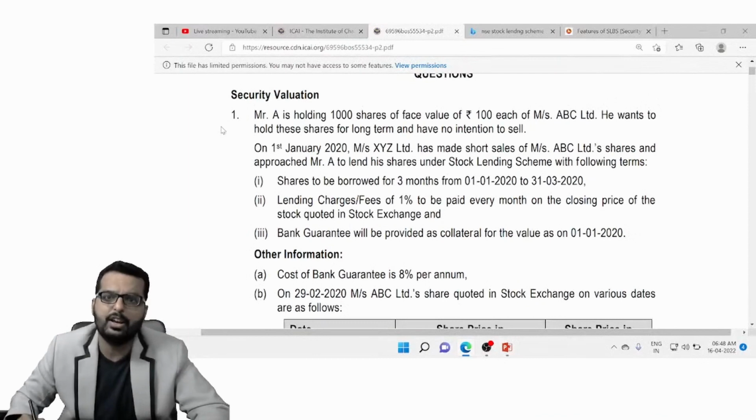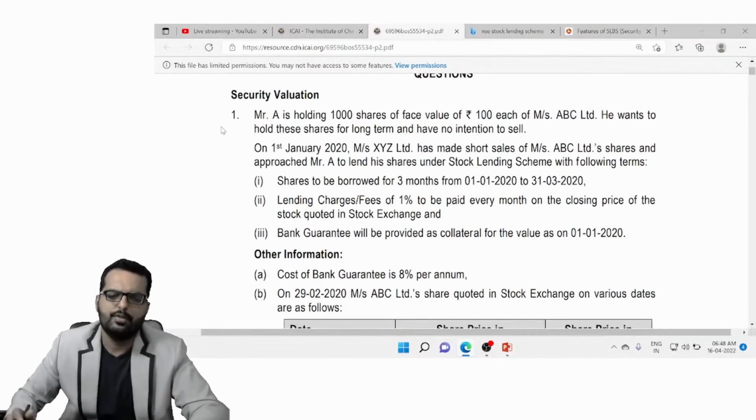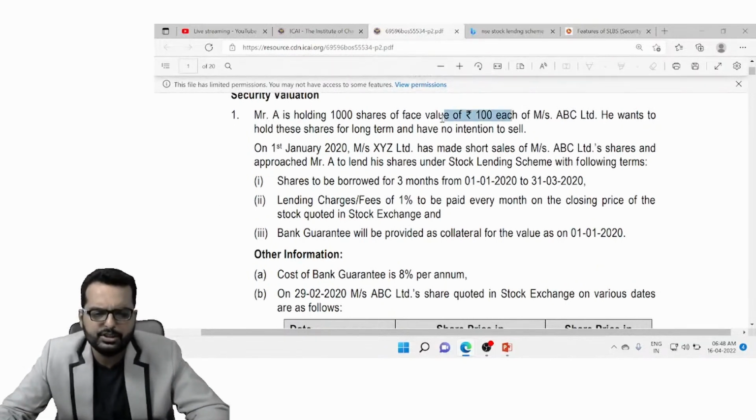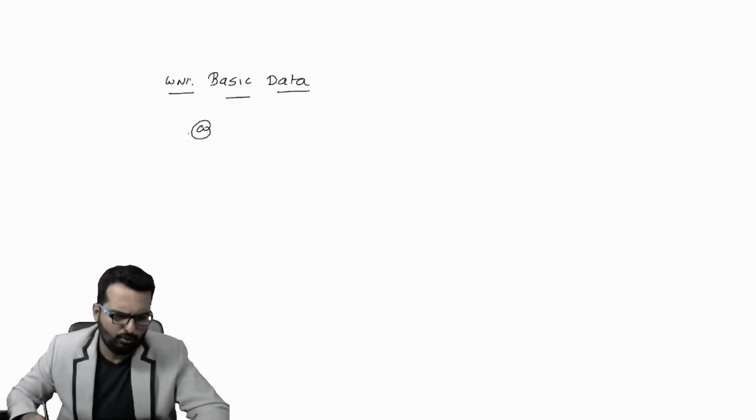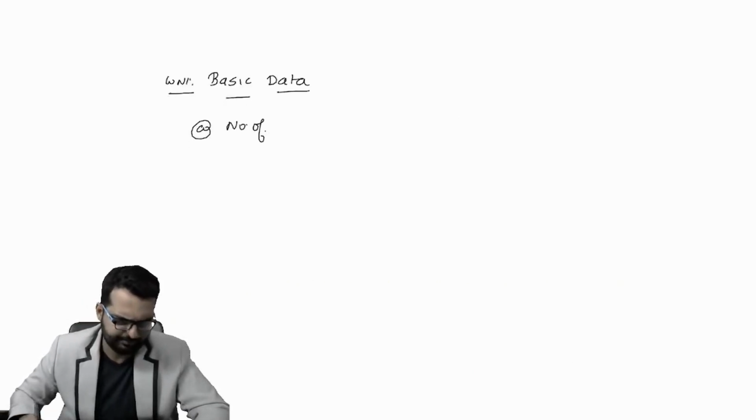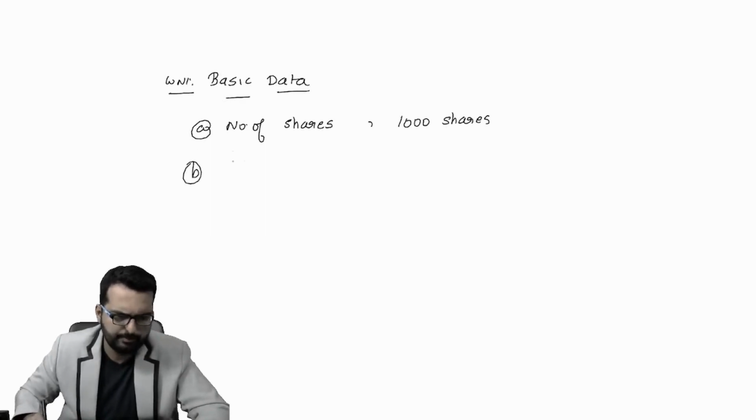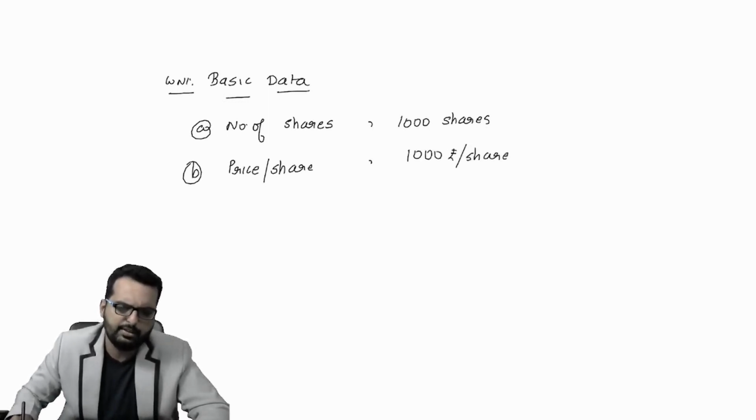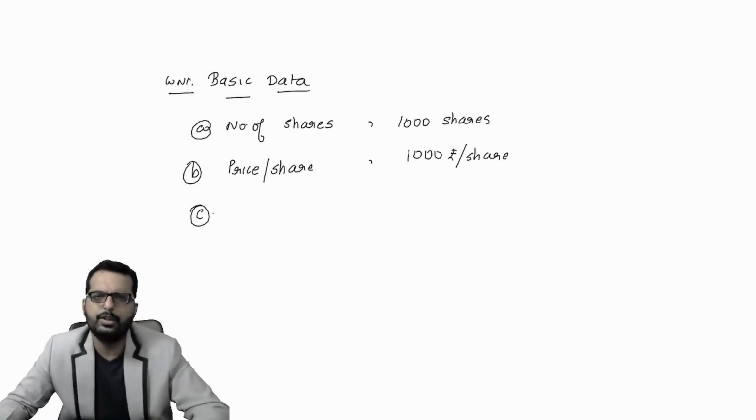All right. Point number A. So here they have told Mr. A is holding 1,000 shares of face value of 100 rupees each. Friends, even though they have given 100 rupees each, the entire problem they have solved with 1,000 rupees. So I will put the number of shares as 1,000 shares, and price per share we would take as 1,000 rupees per share. There's a mistake in the textbook. They have given the question as 100, but the problem solution is given in 1,000 rupees.